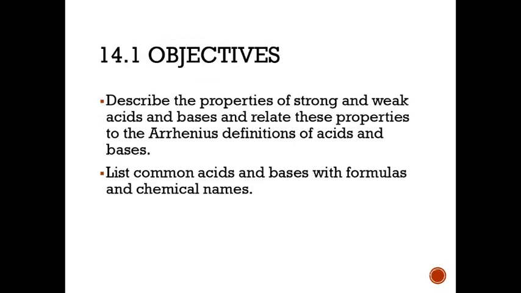All right, here's where we're heading in this section. By the end, you'll be able to distinguish between strong and weak acids and bases, not just by memorizing definitions, but by understanding how their properties actually differ. We're also connecting everything back to the Arrhenius definition, which explains acids and bases at the molecular level. Then we'll build your toolkit by learning the common acids and bases you'll encounter in chemistry, their formulas and proper names. Think of this as your roadmap for the next few lessons.